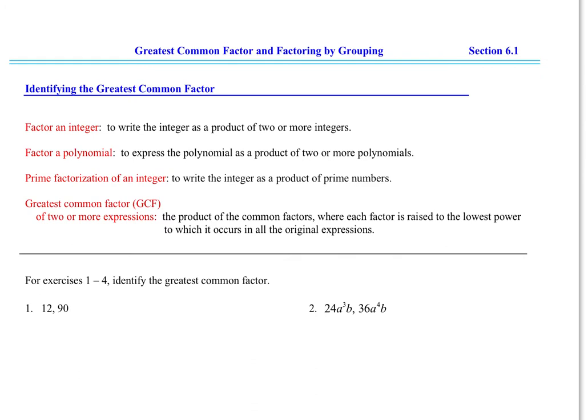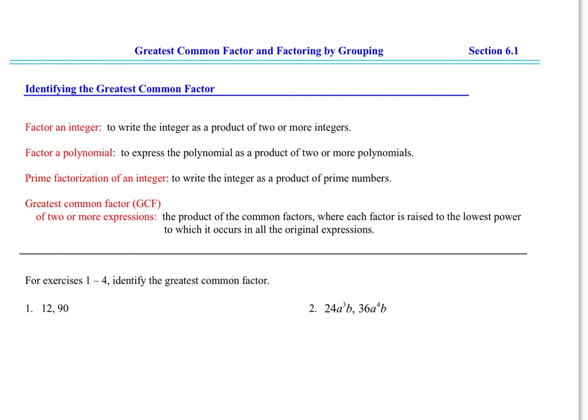In section 6.1, we're going to learn how to find a greatest common factor, or for short, we call it GCF. And we're going to learn how to use that GCF to factor by grouping later on in the section. To start off, these definitions are really good.